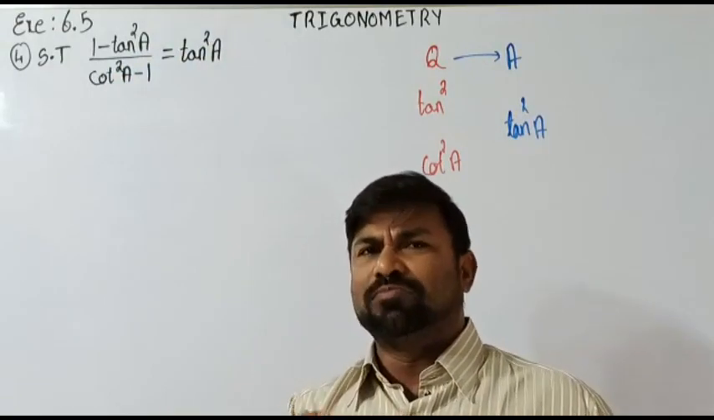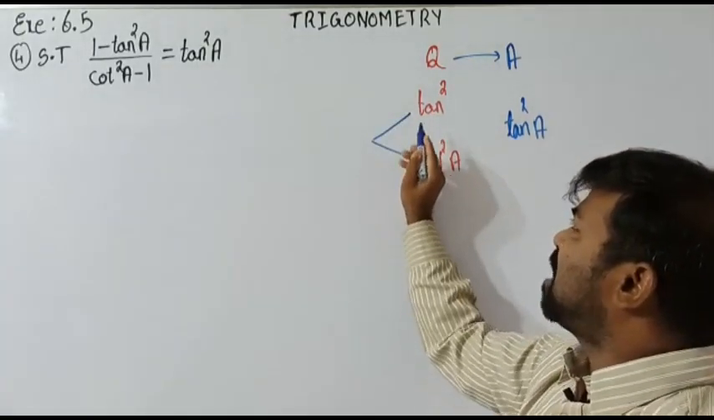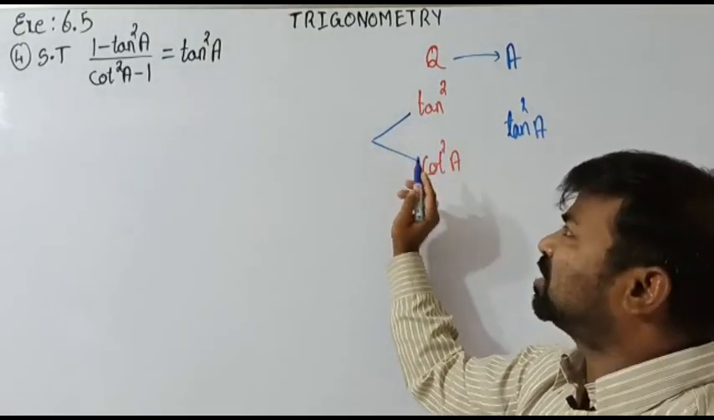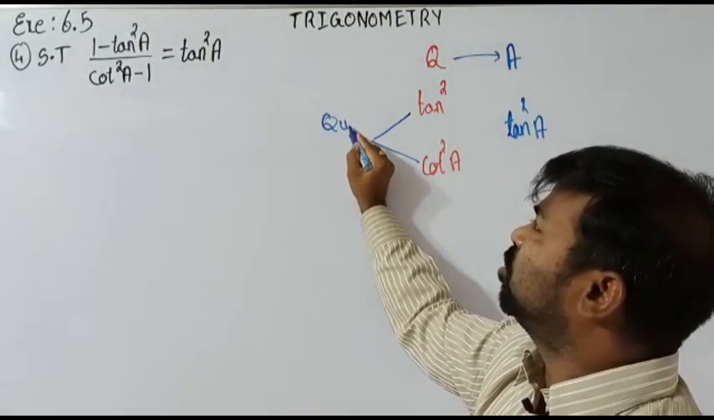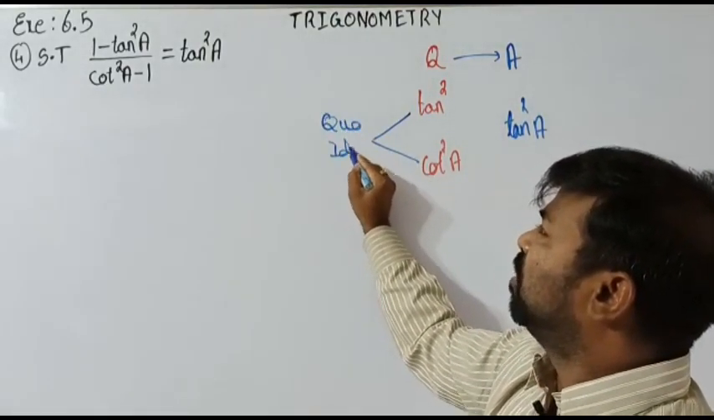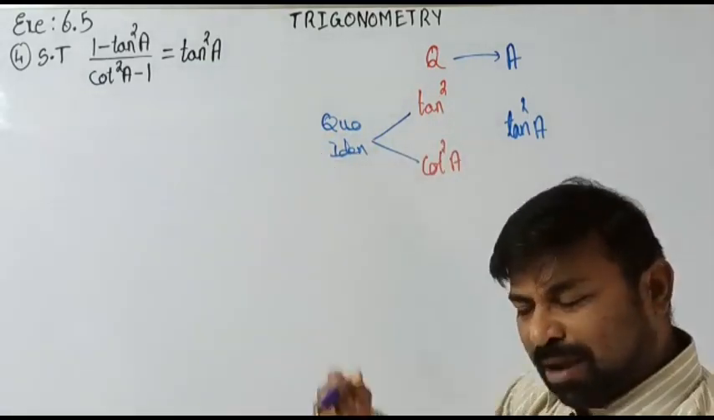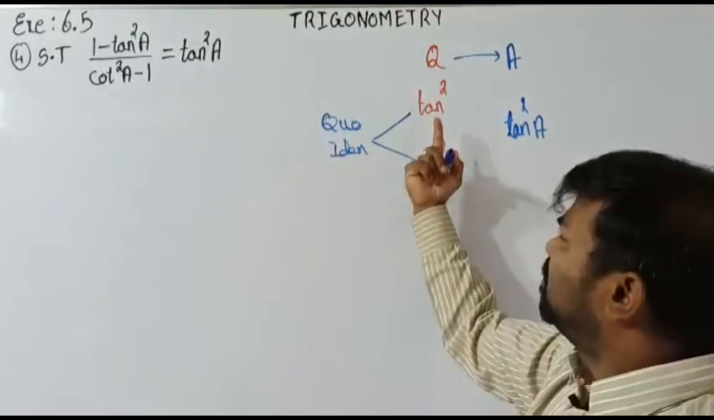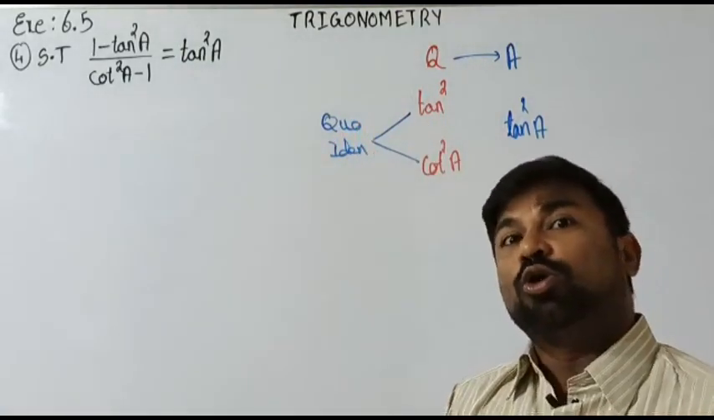Therefore, what I am choosing is to take tan square and cot square to the quotient identity. So we are having quotient identities. I am taking a little bit of a back step. From tan square I am going to the quotient identity, and from cot square I am going to the quotient identity.